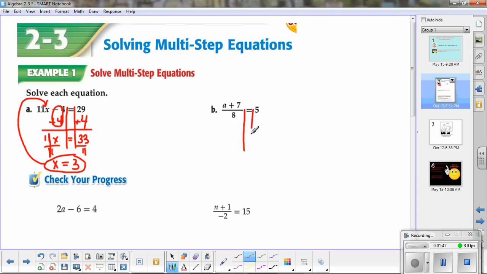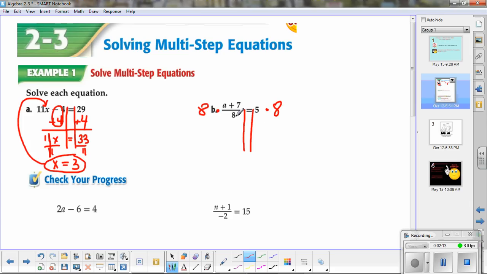You draw your train tracks, and again, we're going to undo everything that's been done. We're going to work in reverse order. The first thing that was done to A was 7 was added to it, and then it was divided by 8. So we're going to undo the dividing by 8 first in this problem. We undo dividing by 8 by multiplying by 8.